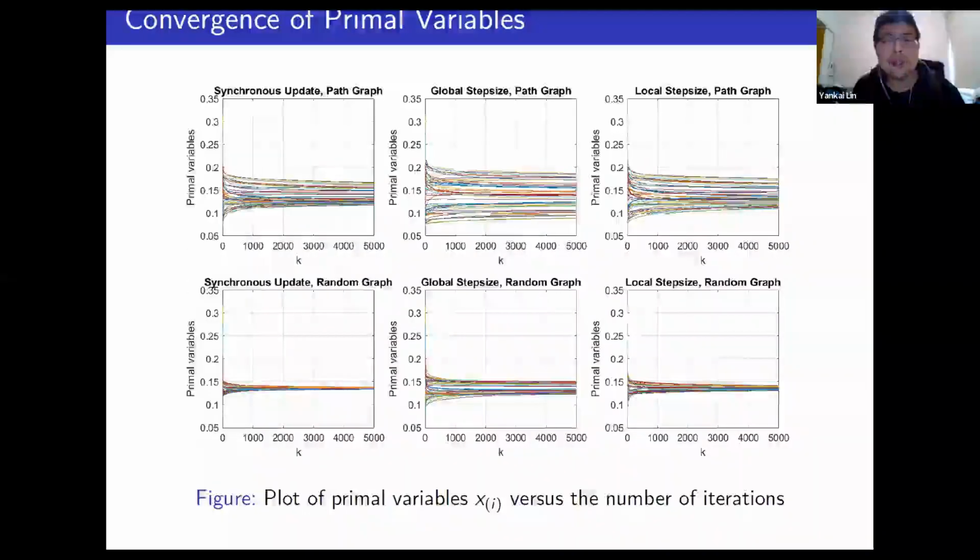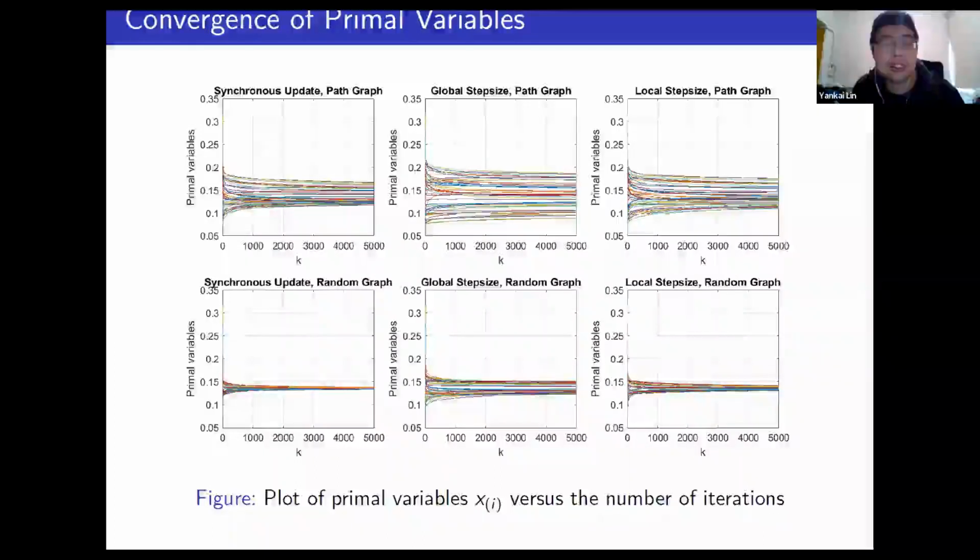And if you're interested in how the consensus progresses in the primal domain, here is a plot. You can see that for the 3 plots using path graphs, after 5,000 iterations, the progress of consensus is still not clear.